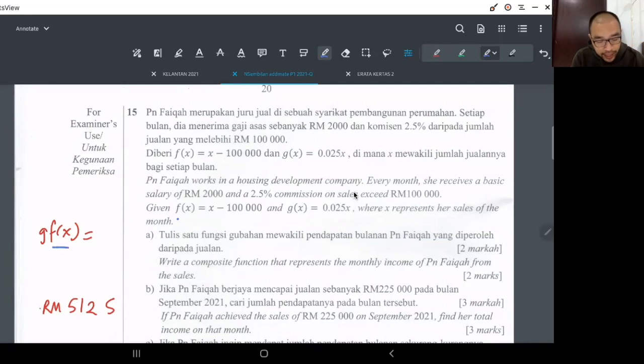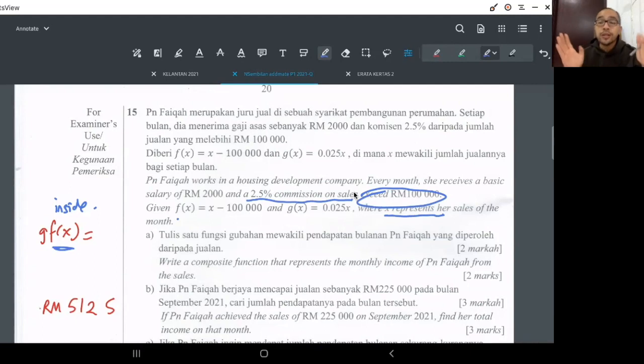So that's why f(x) will be the inside function, because the question is very clear. It says 2.5% commission on sales that exceed 100,000. That means if the sale is 100,000, then the first 100,000 is not counted. There's no commission on that. Anything beyond 100,000 is where the commission is. So the first thing you need to do is to find the baki yang kena commission, and only then you multiply by 0.025, which is 2.5%. That's where the 0.025 comes from.